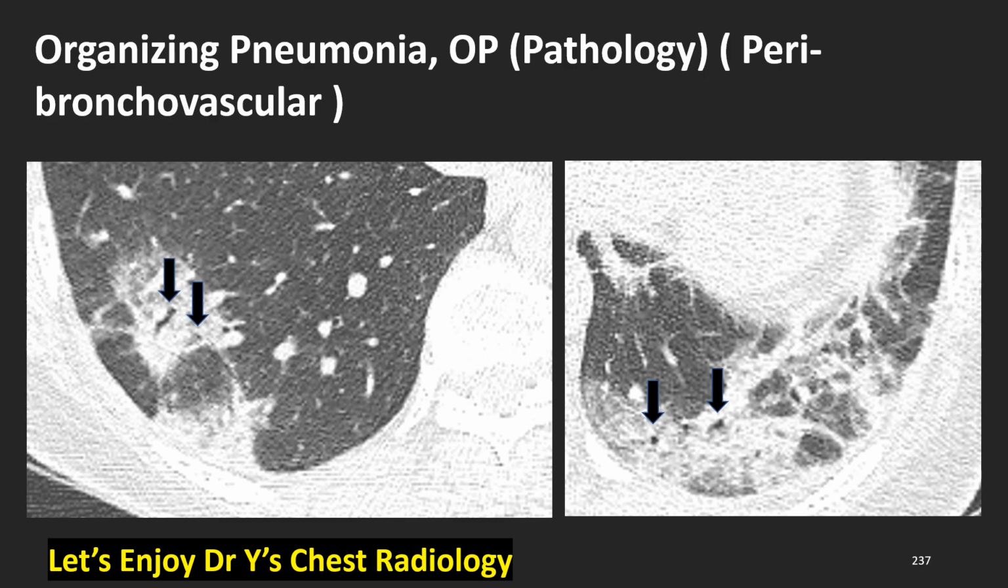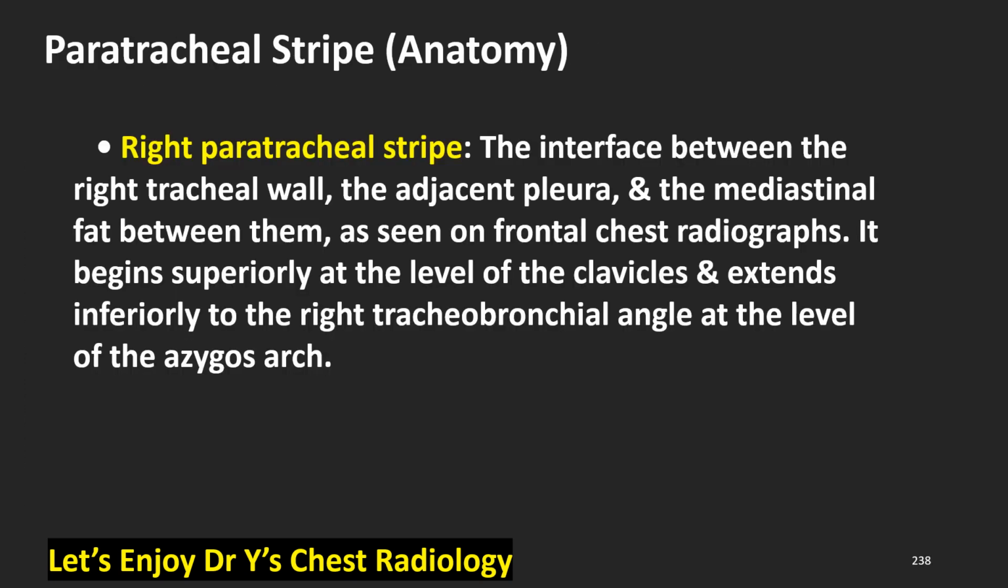Paratracheal stripe, anatomy. Right paratracheal stripe: the interface between the right tracheal wall, the adjacent pleura, and the mediastinal fat between them, as seen on frontal chest radiographs. It begins superiorly at the level of the clavicles and extends inferiorly to the right tracheobronchial angle at the level of the azygos arch.